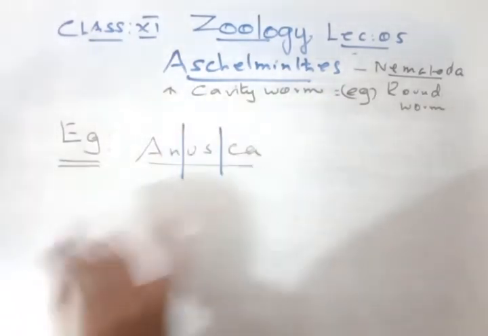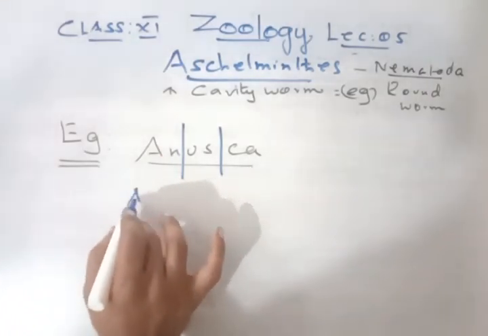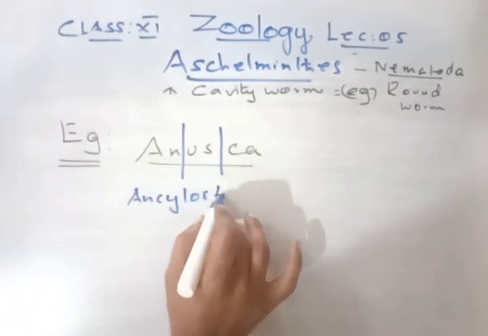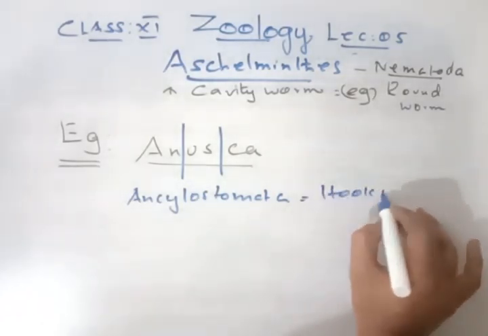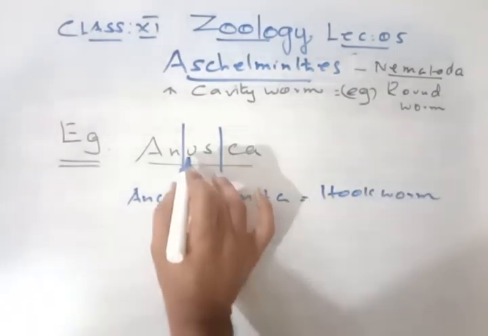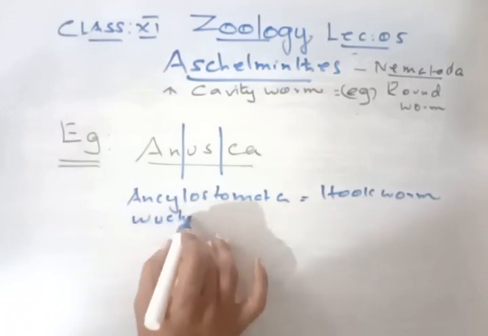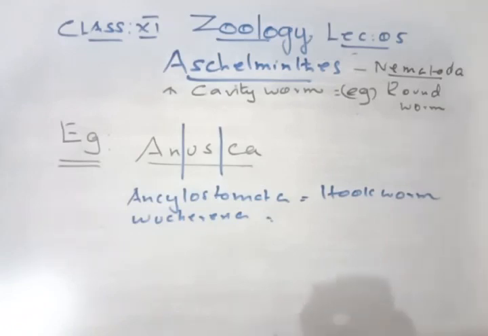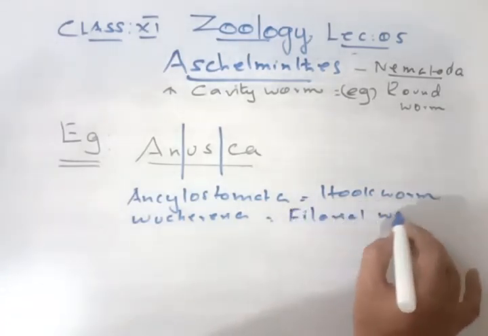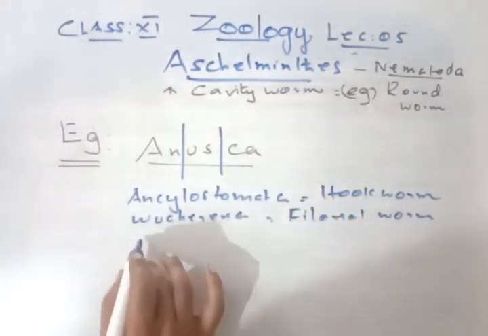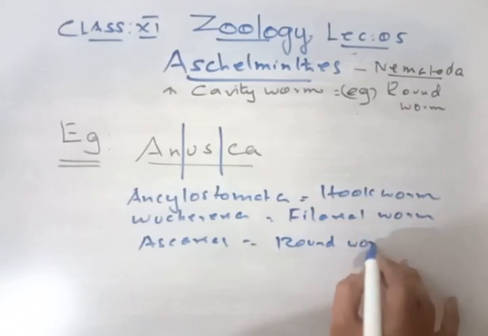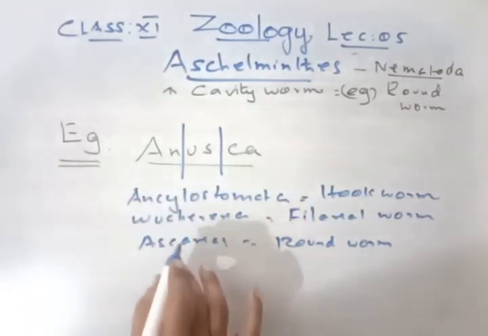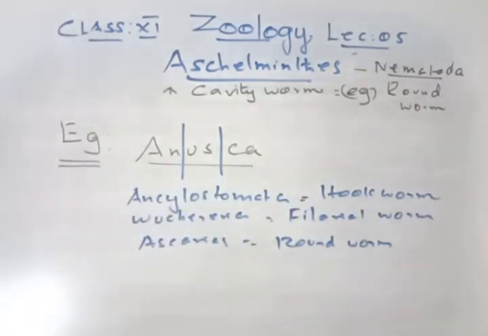So anuska, you just divide it. An is for Ancylostoma. Ancylostoma is called hookworm. It has hooks on it. Okay. U is for Wuchereria. Wuchereria is otherwise called filarial worm. Filarial worm will have filariasis disease. Right. Then Ska is for Ascaris. Ascaris lumbricoides is otherwise called roundworm. So remember, anuska: an for Ancylostoma, u for Wuchereria, ascaris. Understand? So this way you can easily remember the phylum as well as the examples.